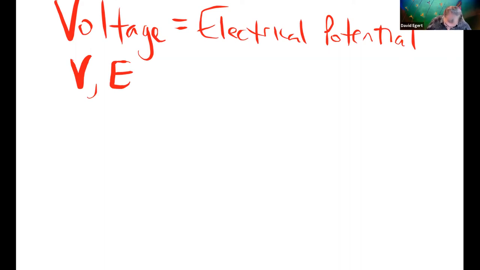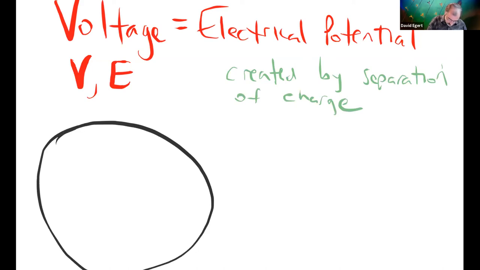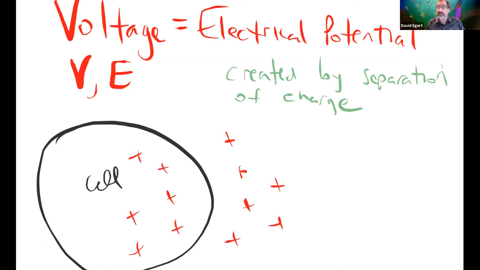This is created by separation of charge. So let me show you how this works. Imagine a cell that's just at rest and it's got ions in it. It's got cations, and there's cations outside. What are examples of cations? Sodium, potassium, calcium, things like that. And there's anions like chloride.